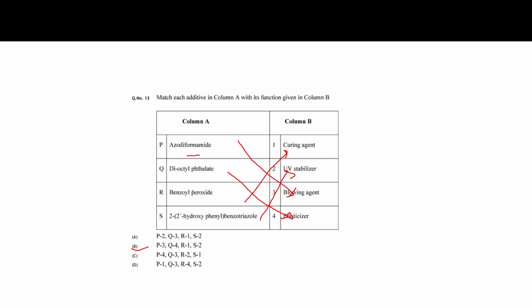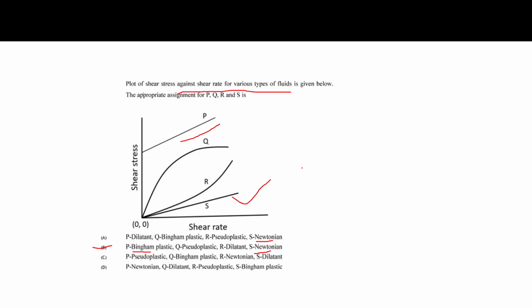So dicumyl phthalate as a plasticizer, benzoyl peroxide also as a curing agent, hydroxyphenyl acts as a UV stabilizer, and azodicarbonamide as a blowing agent. When we are talking about the Bingham plastic, it is the plastic where after a certain stage the plastic becomes Newtonian, showing a Newtonian type behavior.